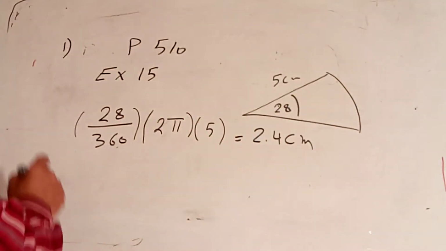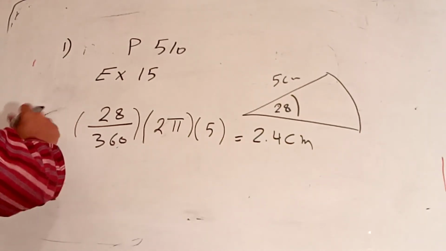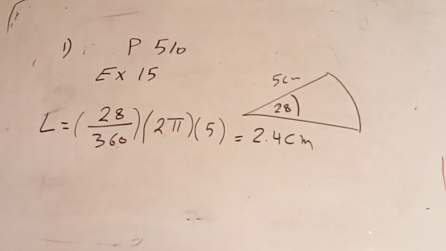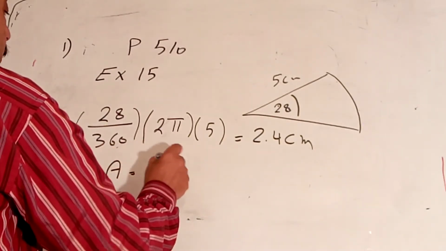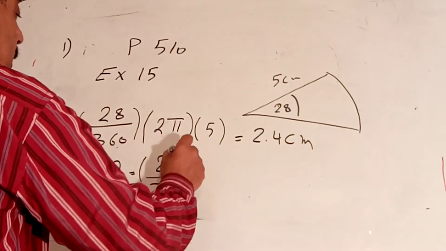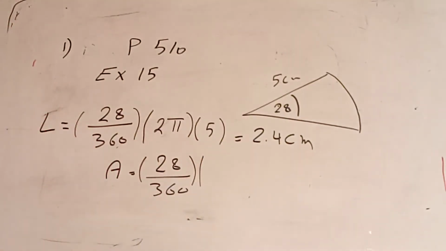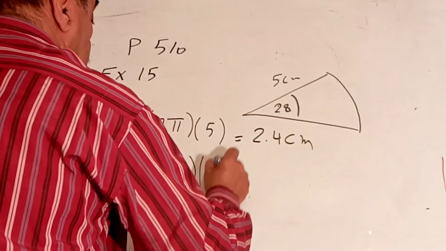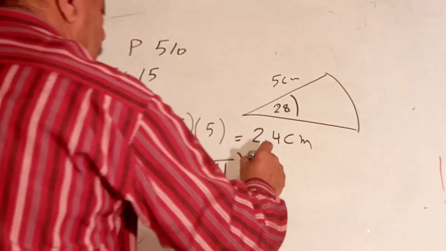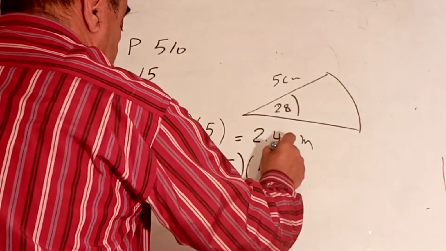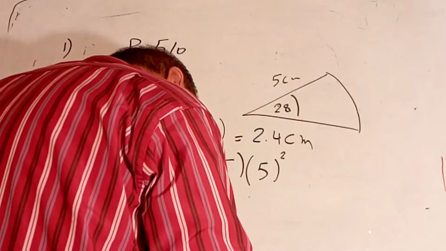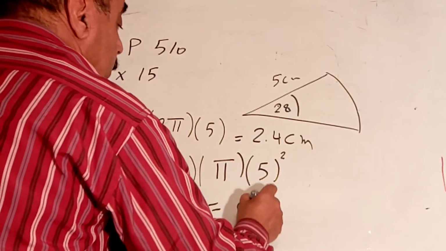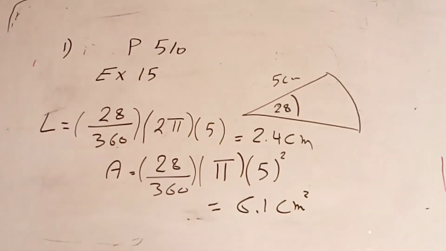Let's call L the length of the arc. Now let's talk about the area of the sector. The area will be 28 divided by 360 multiplied by the area of the circle, which is pi r squared, which is pi times 5 squared, which is 25. The area will be equal to 6.1 centimeters squared. Same principle as we had previously.